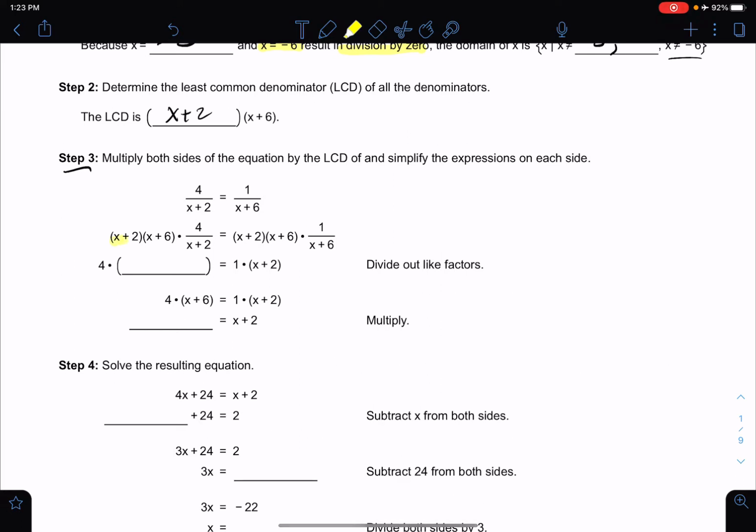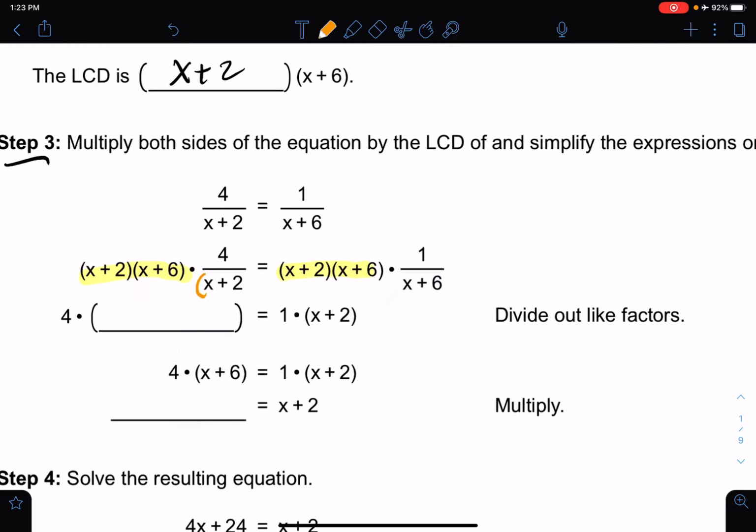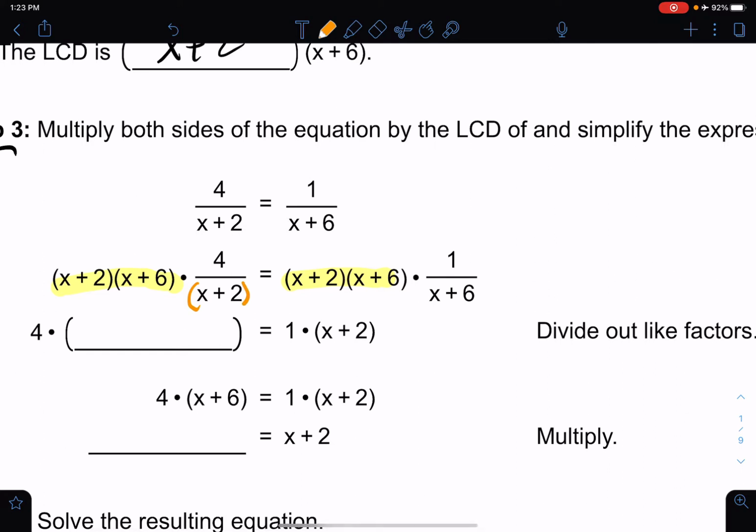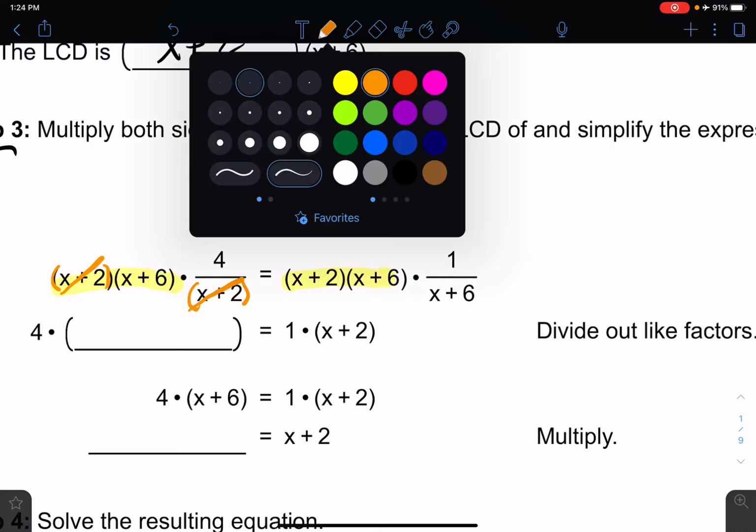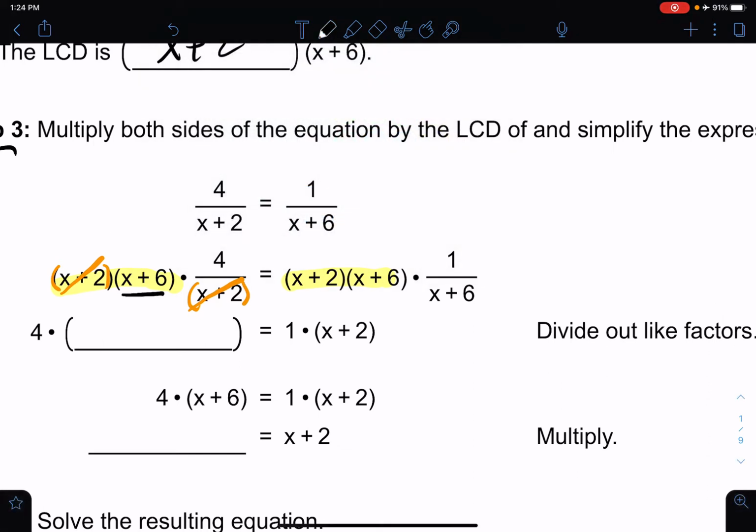So what we did was we multiplied the left side by the LCD and the right side by the LCD. The question is, when you reduce, what are you left with? Well, I'm going to use some color here. Let me zoom in here. We have a factor of x plus 2 and an x plus 2, so those factors will reduce, leaving us with the remaining x plus 6 times 4, and that shows up right there.